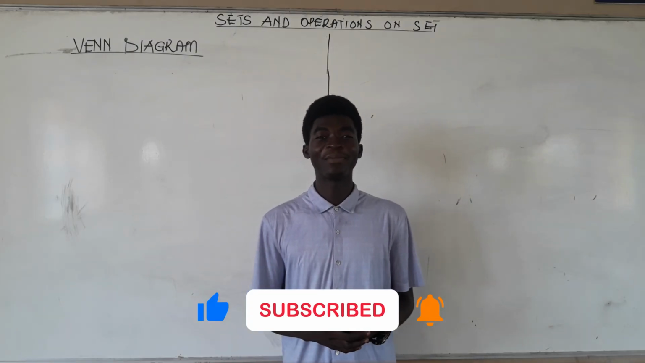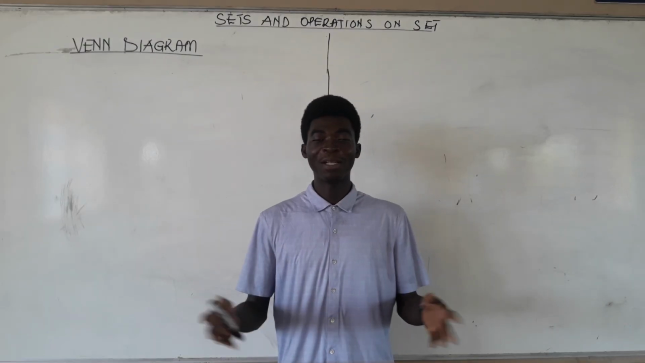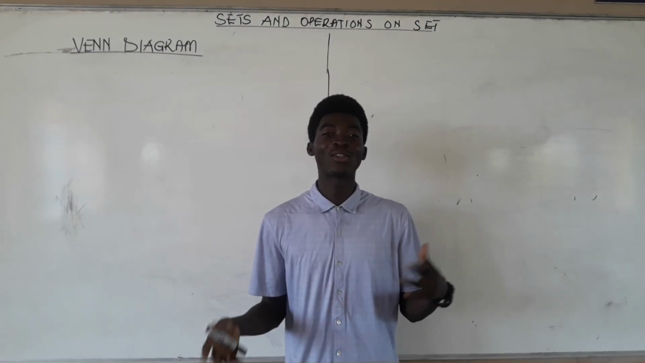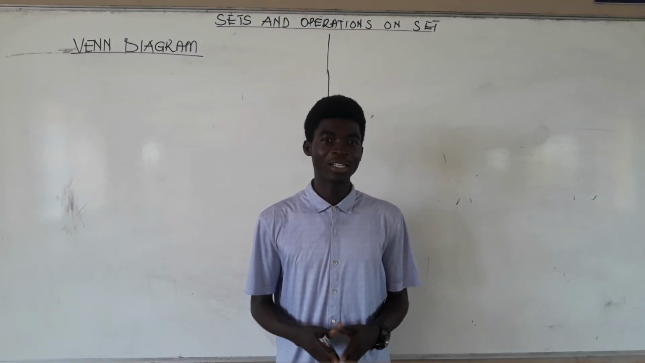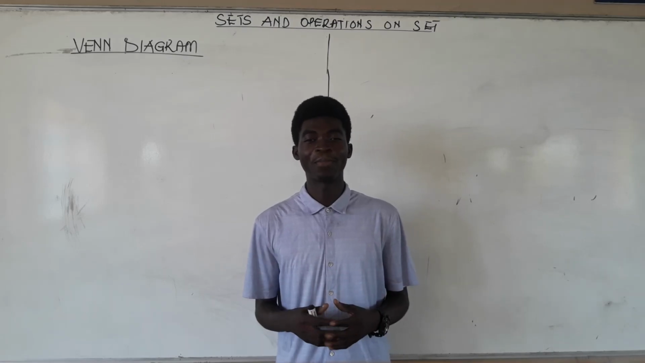Now let's begin. The Venn diagram is a visual representation of a set problem. In case you have any set problem, any set question, and you want to represent it in diagram form, that is the Venn diagram. How do you go about it? Let's look at how to solve set problems using the Venn diagram.